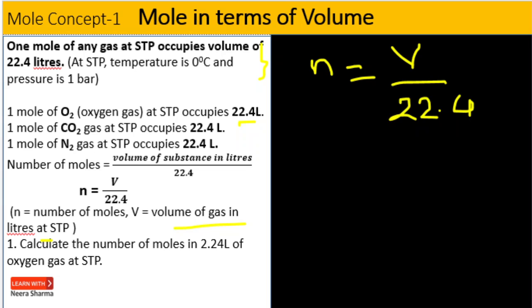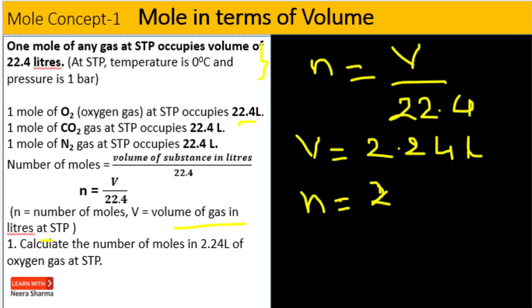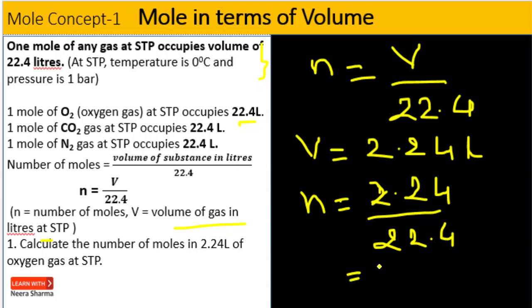So if we see this question, calculate the number of moles in 2.24 liters of oxygen at STP. So what is given? We are given volume as 2.24 liters. So number of moles will be equal to 2.24 divided by 22.4. So that will be equal to 0.1 moles.